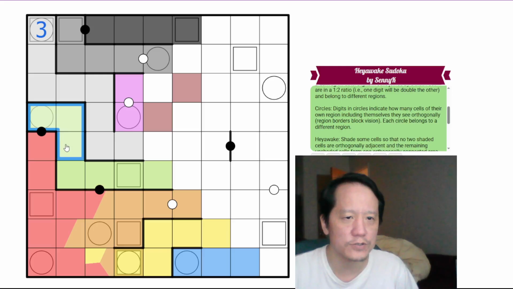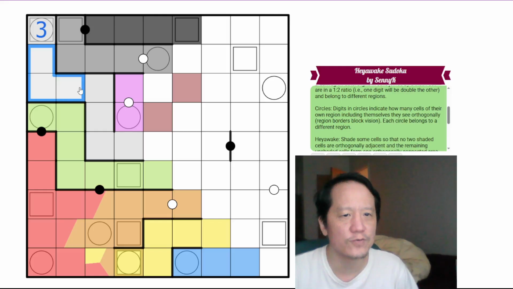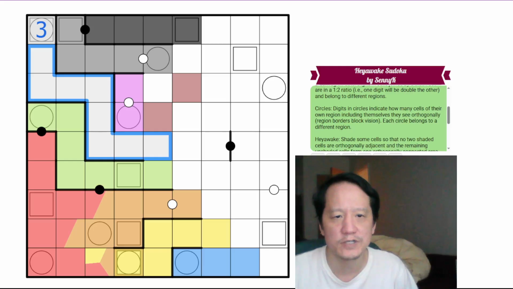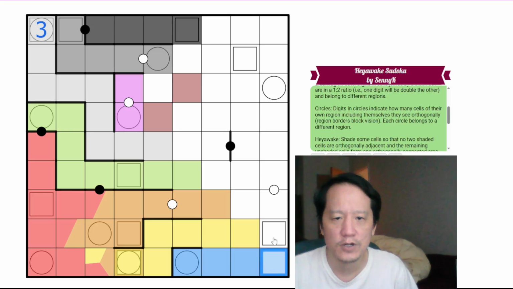We have 1, 2, 3, 4, 5, 6, 7. This is 1, 2, 3, 4, 5, 6, 7, 8. That means we need one more as a 9th. So green has to go out that way. Orange has to go out that way. Yellow has to go out that way. That's blue. Blue has to go this way.